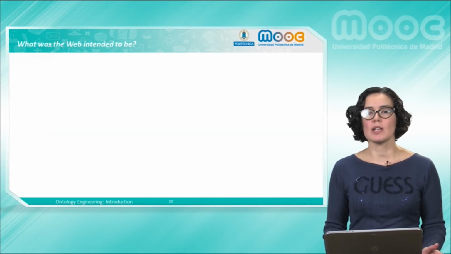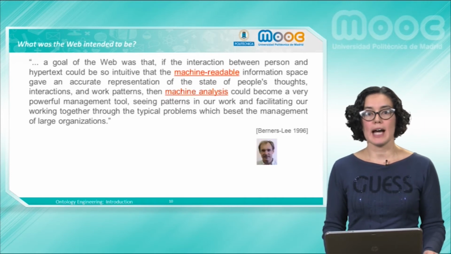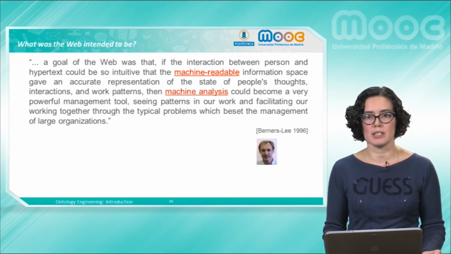However, what was the web intended to be? As mentioned by Tim Berners-Lee, the idea of the web is to have information that can be read and understood by machines, so computers can analyze such information and obtain useful conclusions.